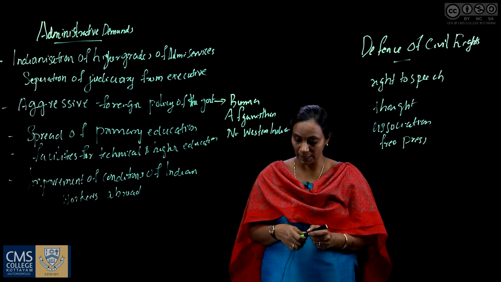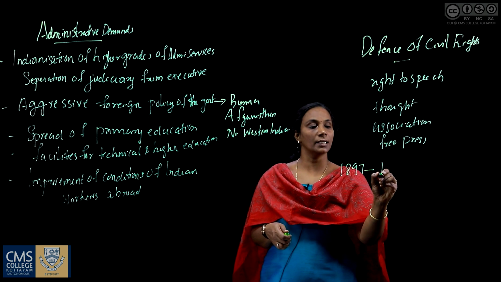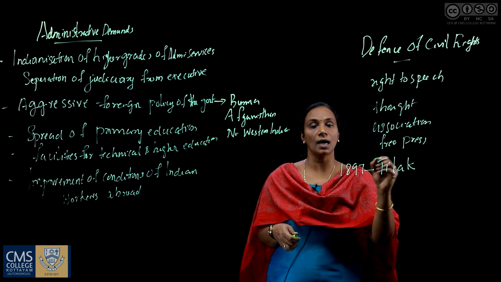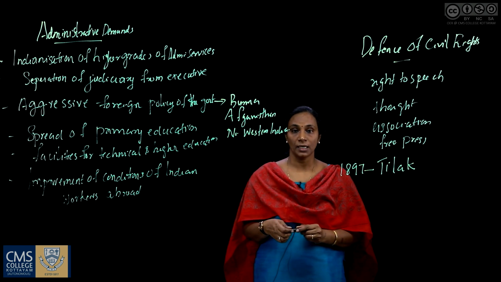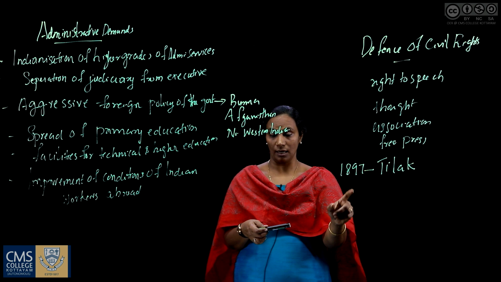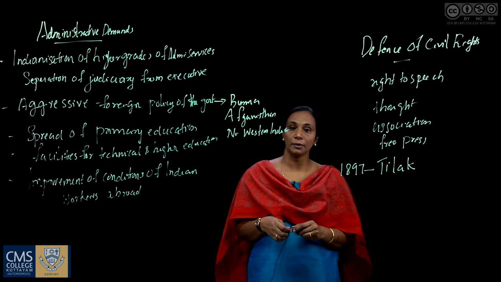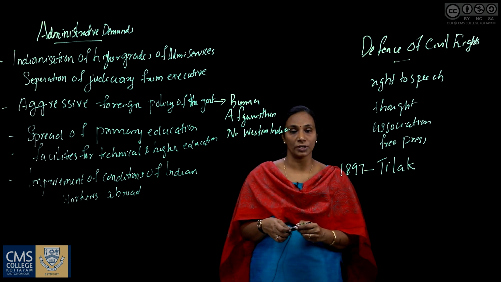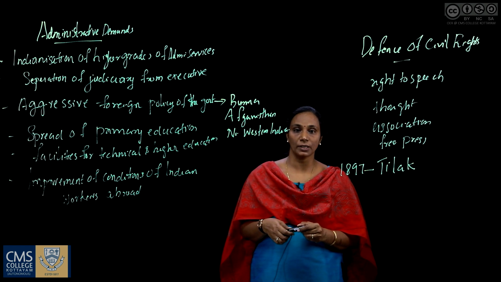This is evident from an incident. In 1897, Bal Gangadhar Tilak, along with his associates, was arrested for spreading disaffection against the British government. They were put to long years of imprisonment, and the whole country protested against this arrest of Tilak. And it was after this incident that Tilak became a dominant figure in Indian politics. And these were some of the aspects related to the demands of the Congress in its early phase.